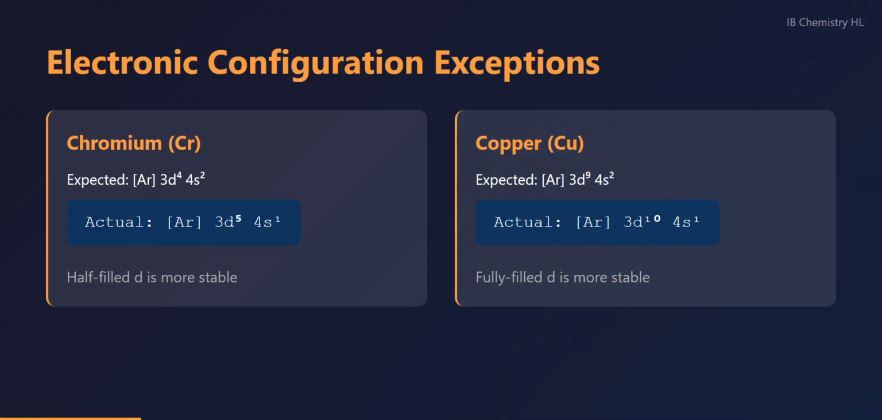However, note that chromium and copper have exceptional configurations due to the added stability of half-filled and fully filled d subshells. Chromium has configuration 3d5, 4s1 instead of 3d4, 4s2. Copper has 3d10, 4s1 instead of 3d9, 4s2. These exceptions are important for understanding the properties of these elements.